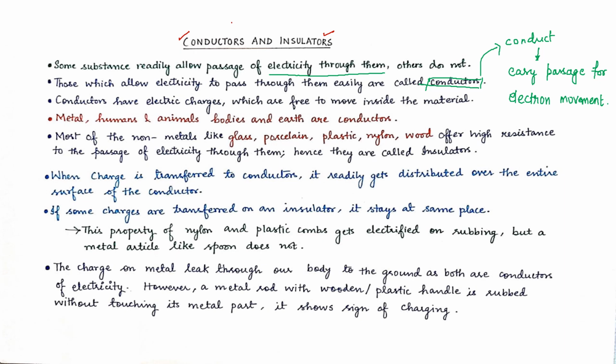Now conductors have electric charges which are free to move inside the material. Now see, this is our conducting material, and in this we have charges which are free to move from here to there. They can move anywhere on the surface. They can come near the surface, can run, can walk, can jog. They can do anything inside this material. They are free. They are independent. So metals, humans, animals and earth are conductors because they easily allow the flow of electrons through them.